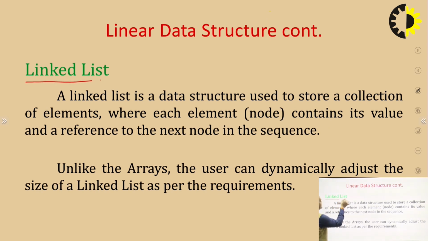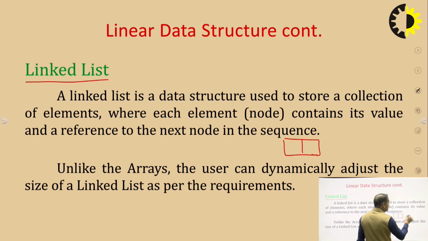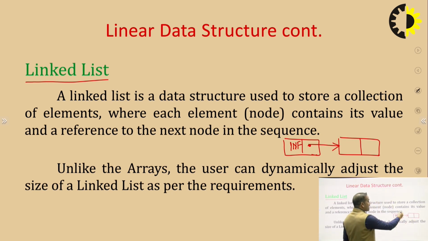This is also a basic type of data structure, which is a collection of nodes, and each node has multiple parts. If we talk about a singly linked list, then a singly linked list is a collection of nodes, and each node is divided into two parts. The first part contains information and the second part contains the address of the next node. Such a type of data structure is called a singly linked list.